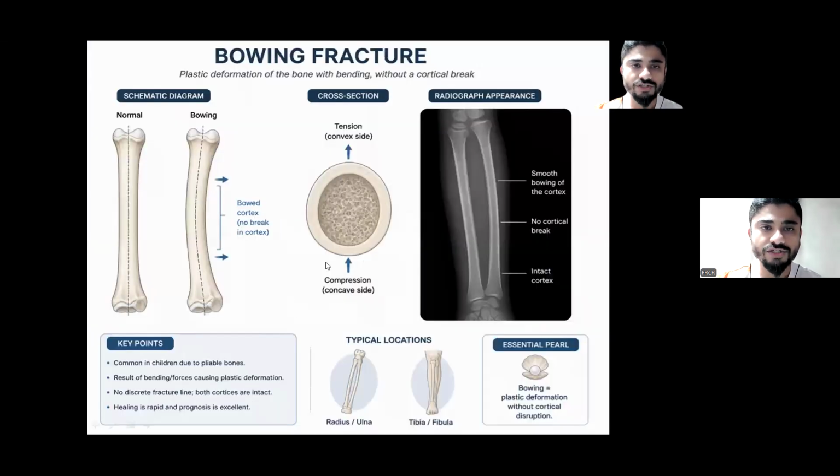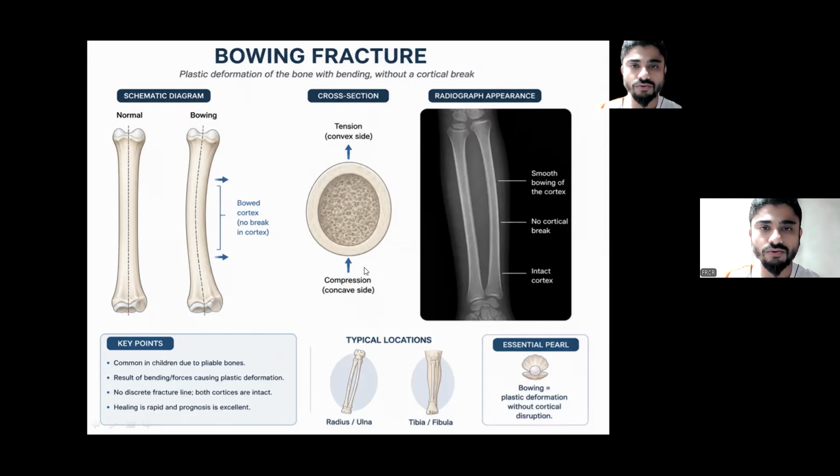So coming to the bowing fracture first. As we discussed, it is a plastic deformation of the pediatric skeleton because of the malleable nature of the bones, and you won't see any cortical break. This is how the normal bone will appear, and in bowing, you will only see a bowing deformity of the bone. There might be associated pain in that region, but you will not see any broken cortex. If there is a history of trauma and a bowing deformity of the bone, you can raise the possibility of a bowing fracture.